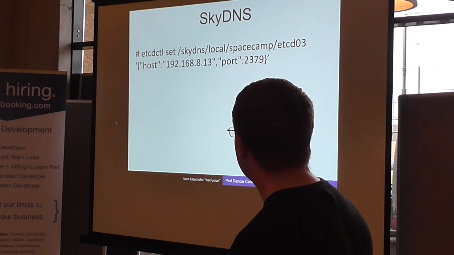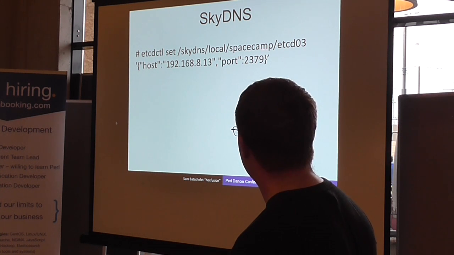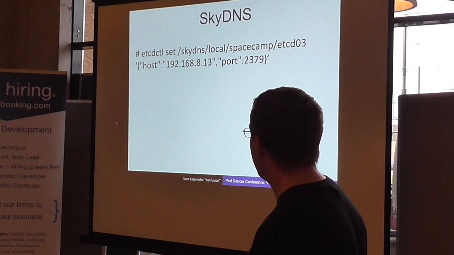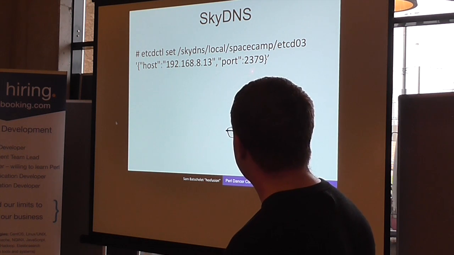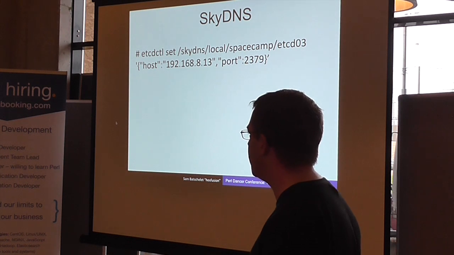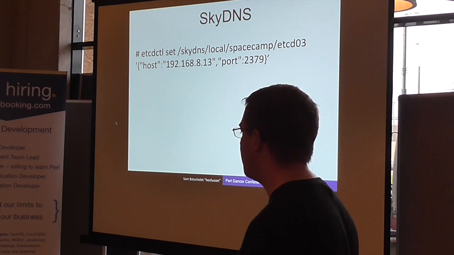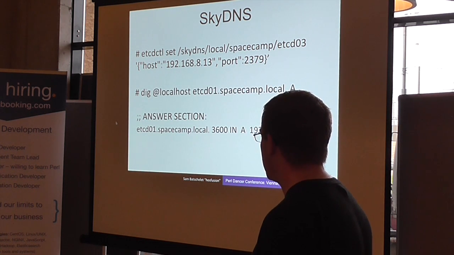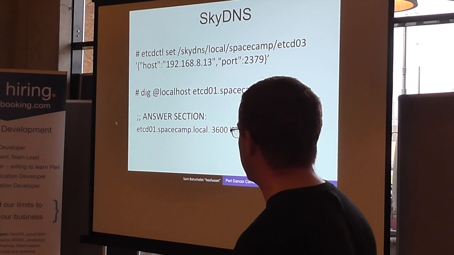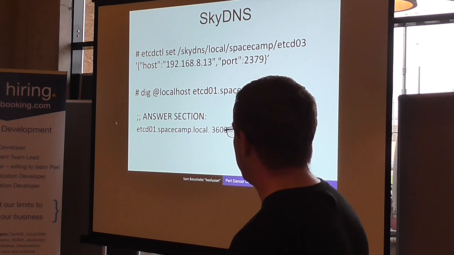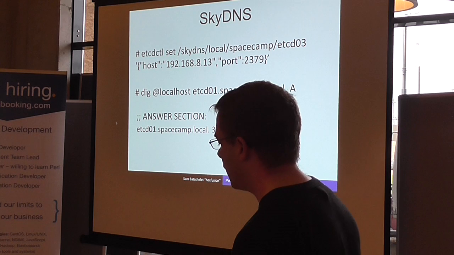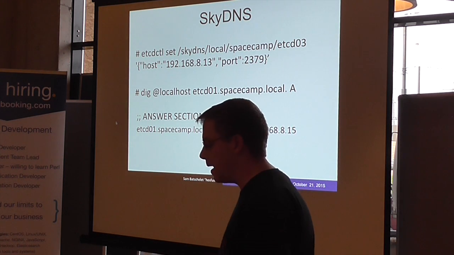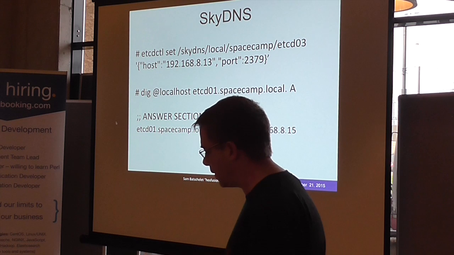Basically, SkyDNS is the base directory, and then you've got the etcd 3 space camp dot local name, an IP address, and a port. I'm using it in a very simple way here, but you can do some really cool stuff with that. For example, this is when I'm setting up my initial etcd cluster. I set the IP address there, and you can see the big response. Basically, you set your SkyDNS IP as the DNS for your system. It's pretty interesting.